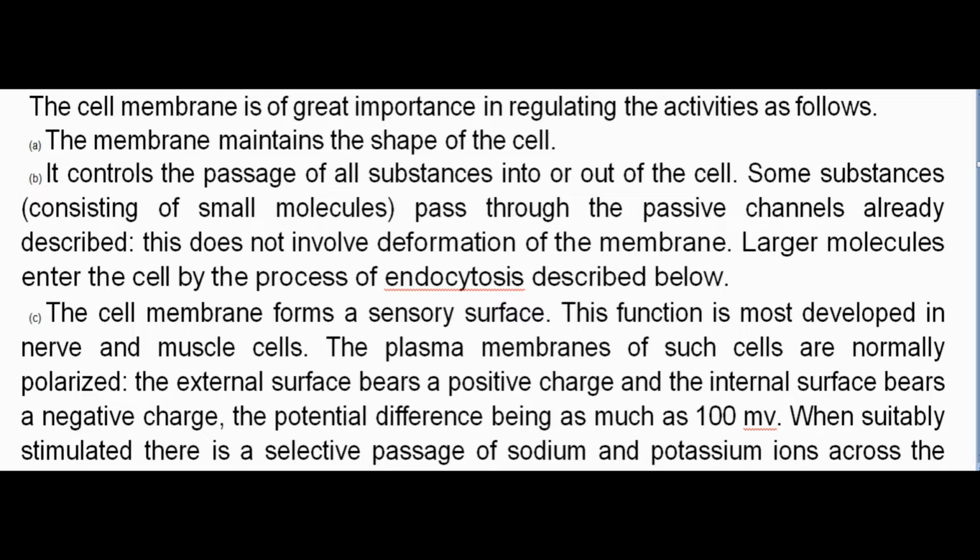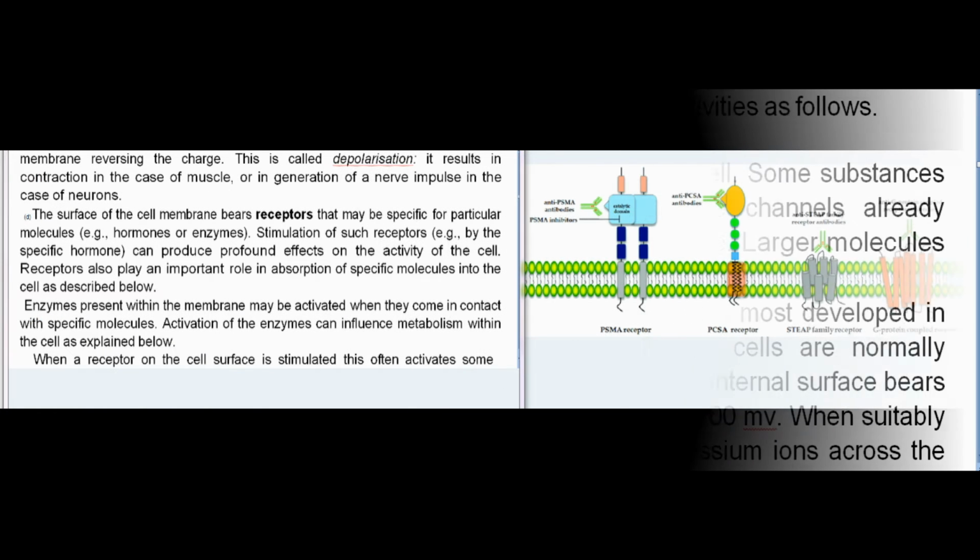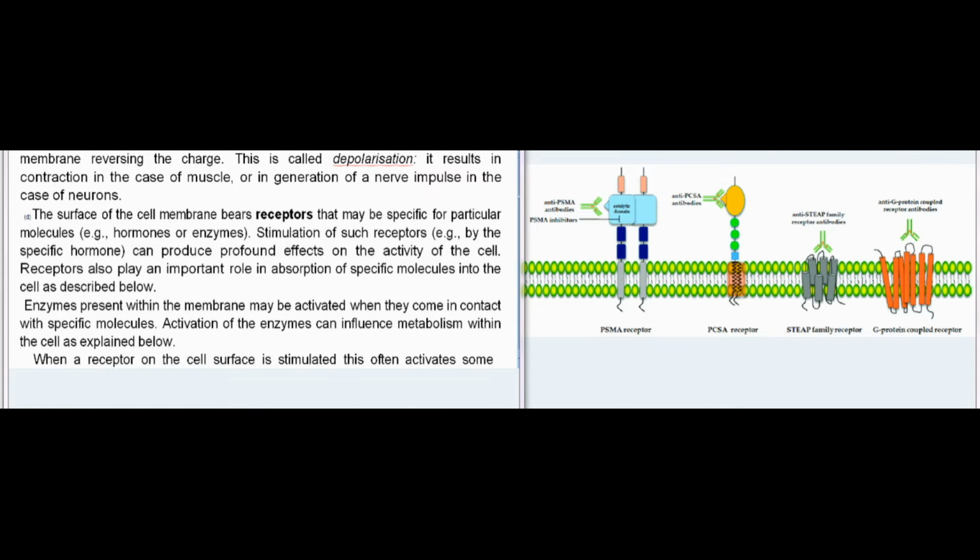C. The cell membrane forms a sensory surface. This function is most developed in nerve and muscle cells. The plasma membranes of such cells are normally polarized, the external surface bears a positive charge and the internal surface bears a negative charge, the potential difference being as much as 100 mV. When suitably stimulated there is a selective passage of sodium and potassium ions across the membrane reversing the charge. This is called depolarization. It results in contraction in the case of muscle, or in generation of a nerve impulse in the case of neurons.